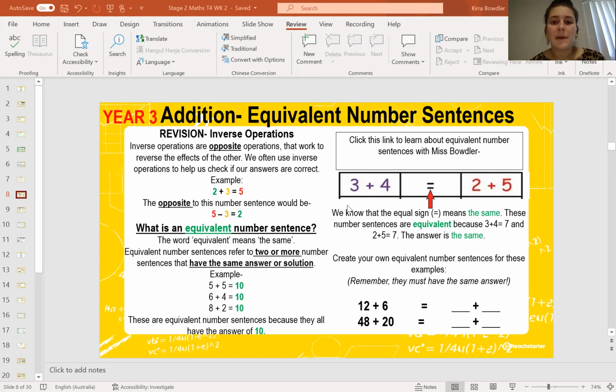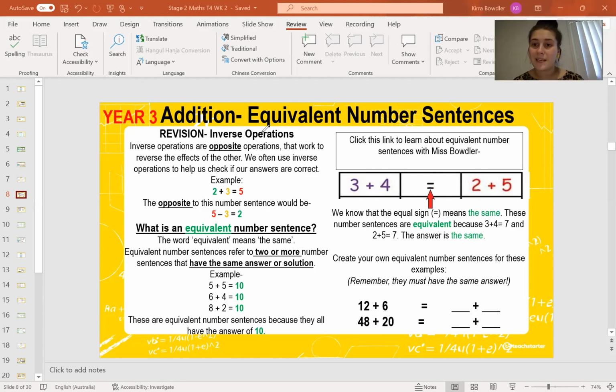An example up here we have is 3 plus 4 equals the same as 2 plus 5. We know that the equal sign means the same. These number sentences are equivalent because when we add 3 and 4 together, we get 7, and when we add 2 and 5 together, we also get 7. So this is saying that 3 plus 4 is the same as saying 2 plus 5. They are equivalent because they have the same answer. I hope this is starting to make a bit more sense.